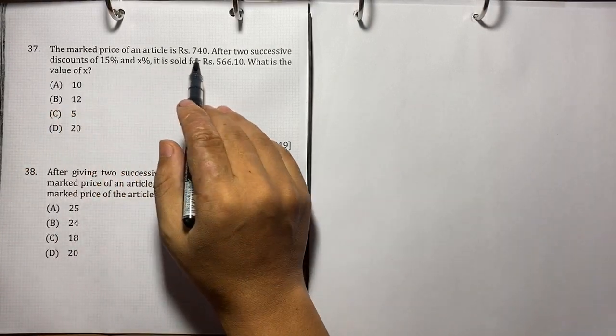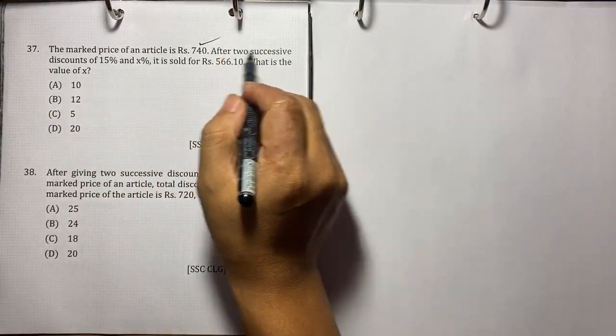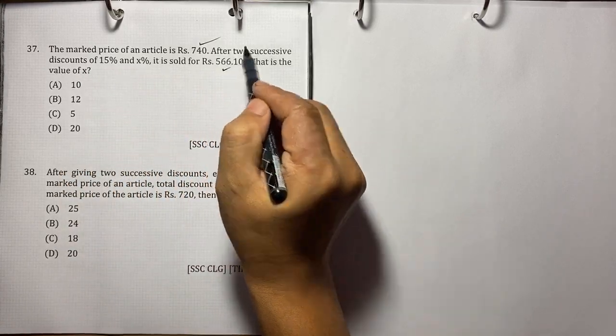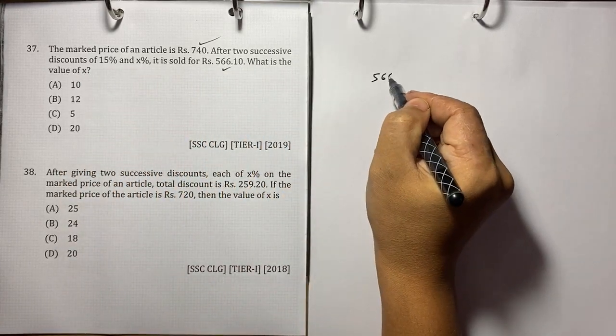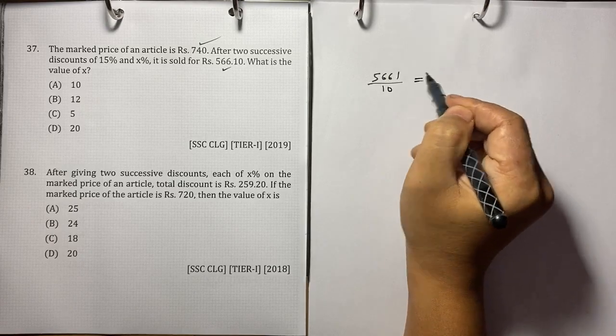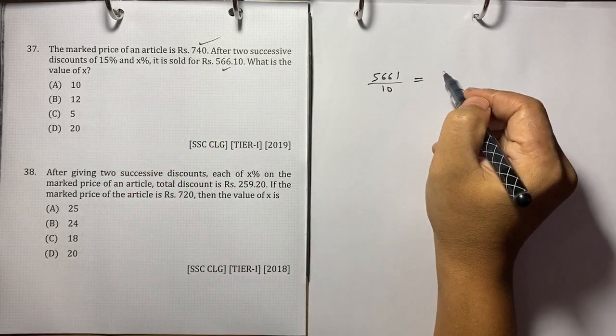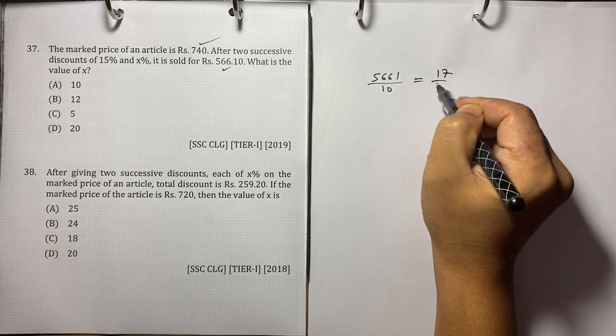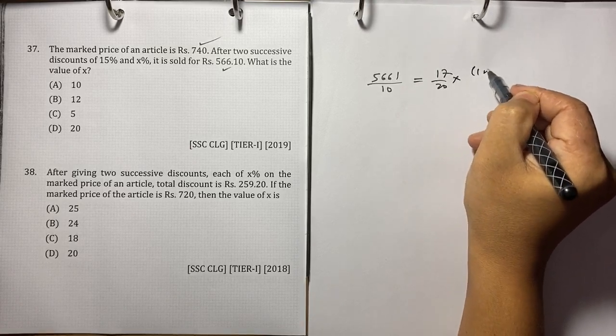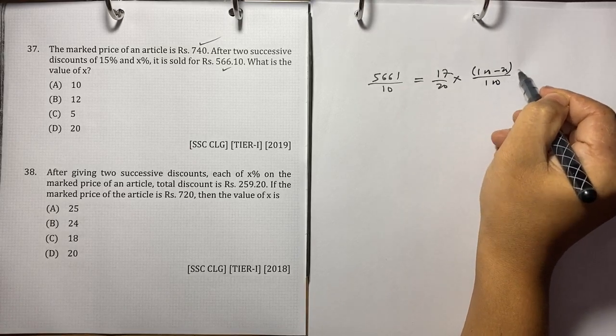The mark price of an article is this. After two successive discounts of this and this, it is sold for this. Selling price equals discount 15%, so 85%, which is 17 by 20, into 100 minus 6 divided by 100, into the mark price.